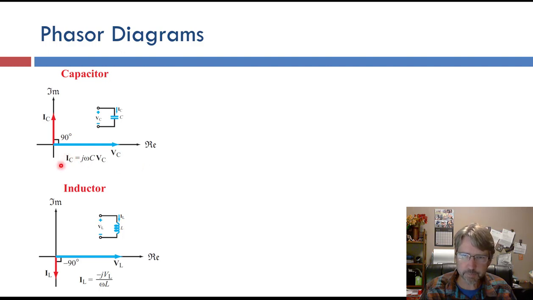So capacitor, j omega C times VC. If VC is on the real axis, then that's going to be a real number. And so IC is going to be purely imaginary, going up here. And you can solve for any quantity I or V, and you can draw this. It's in the negative j direction, so IL is going down.